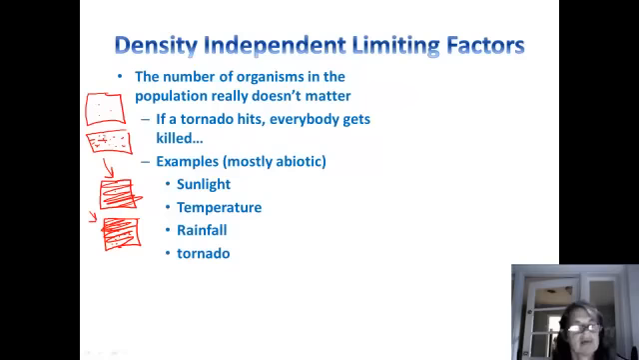But viruses would pass very readily from these guys because they're living in such close proximity. There's so many of them. So in this case, a virus wouldn't be such a limiting factor on this one, but it would be pretty devastating to this population. But here, a tornado, it doesn't matter how many are in the population. So that's a density independent. Doesn't matter how many's there.